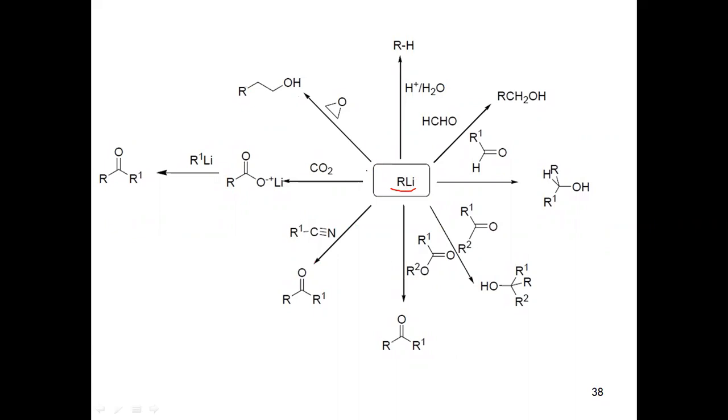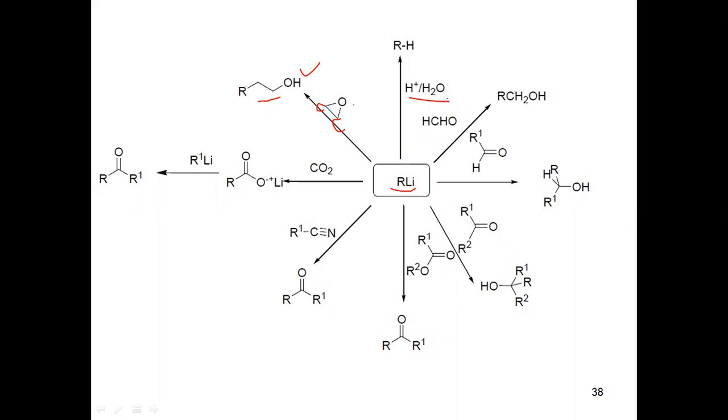When this RLi reacts with the epoxide, it gives a primary alcohol. We can see that this carbon and this carbon are electrophilic in nature, and there is no selectivity for the attack by the RLi. So R goes to any one carbon of these two, and it gives this type of primary alcohol. This is the reaction with H2O.